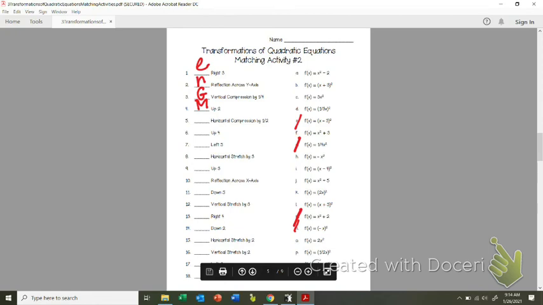All right. Number 5. Now we have a horizontal compression. So that A value is going to be on the inside. So we're looking for an inside value, horizontal compression of 1/2. All right, Hannah, what'd you put? P. Does everybody agree with Hannah? Yes? Good.